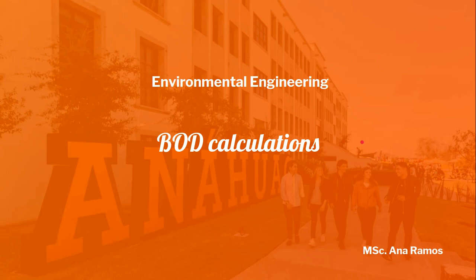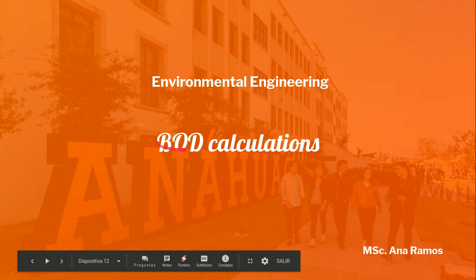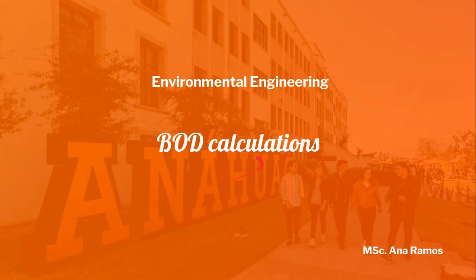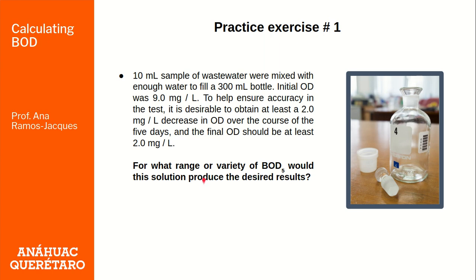Hi everyone. In this session we are going to talk about BOD again, but we are going to calculate this parameter for water quality. If you remember, the BOD5 is measured in milligrams per liter, and we have this first example. A 10 milliliter sample of wastewater was mixed with enough water to fill a 300 milliliter bottle. The initial DO was 9.0 milligrams per liter.